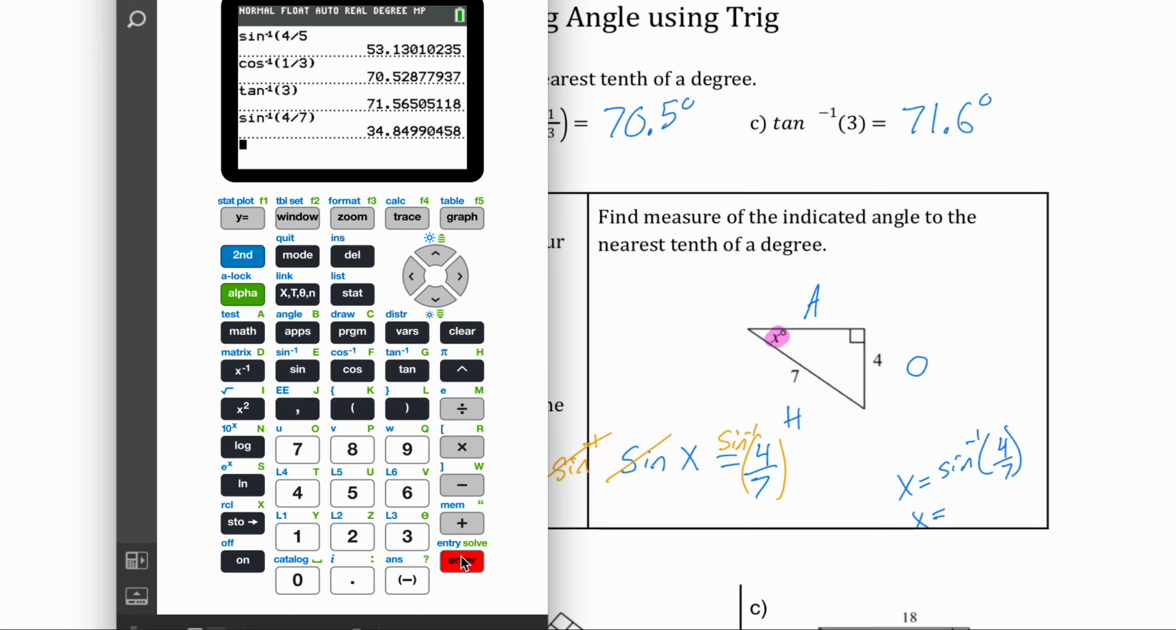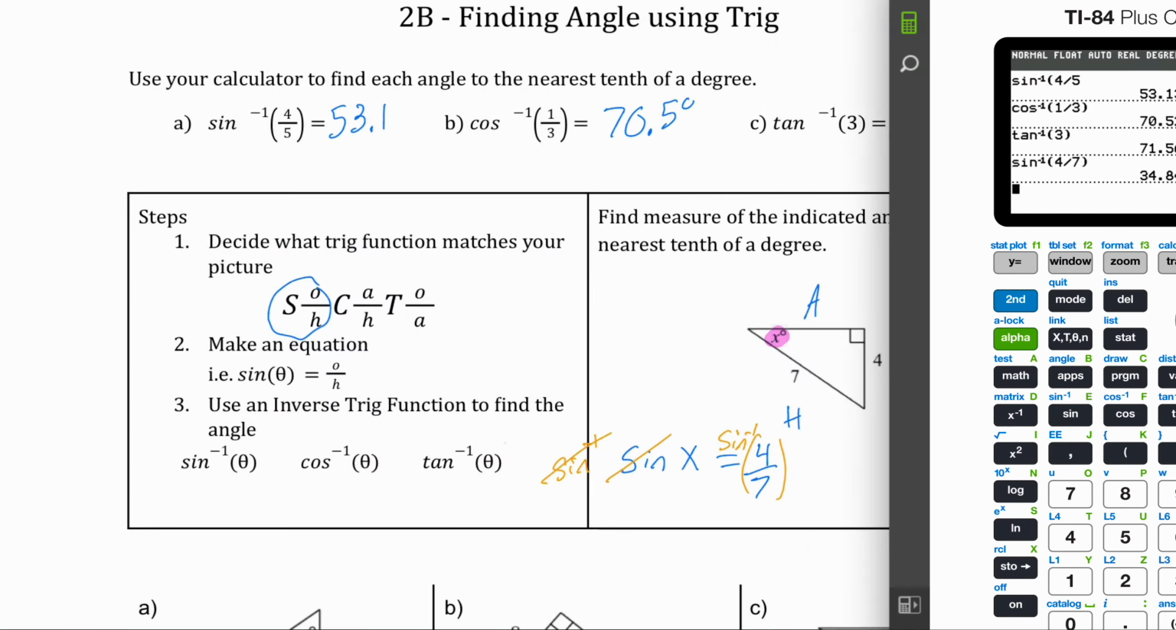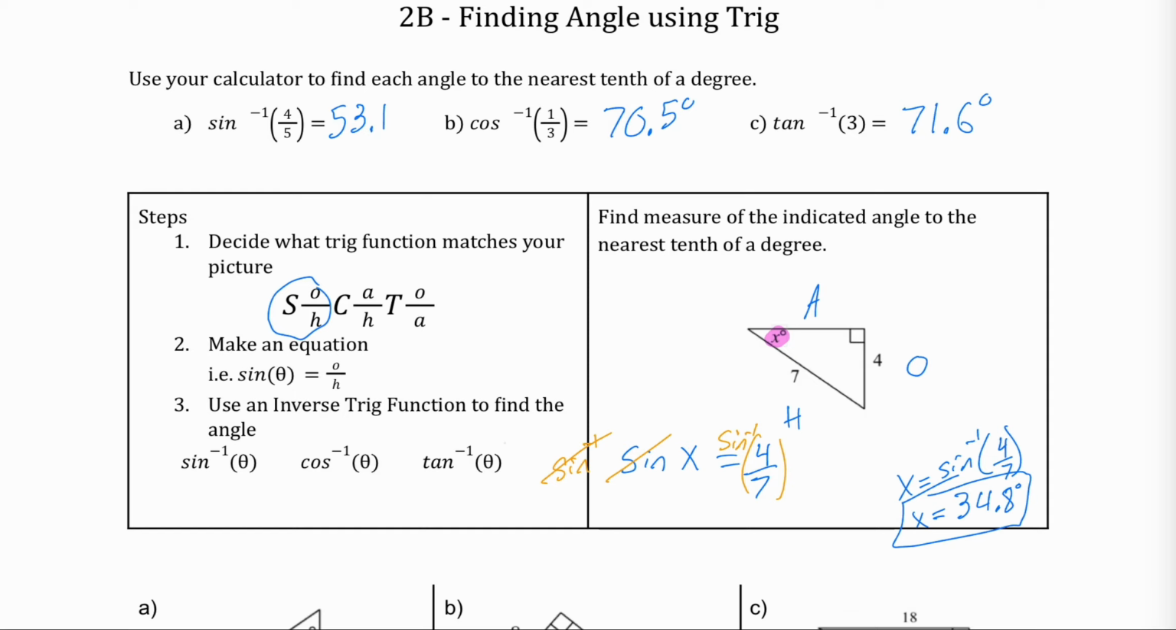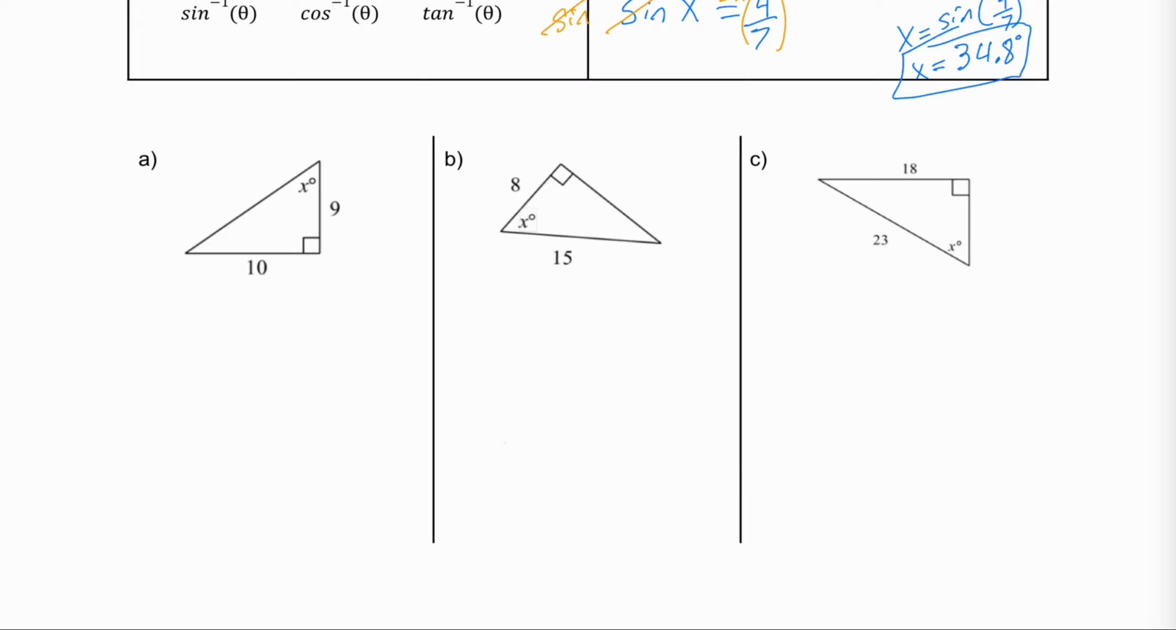So that tells us that x to the nearest tenth of a degree is 34.8 degrees. Right, that would be our final answer. So we're just looking for that missing angle. We're using the second sine, the second cosine, or the second tangent buttons to do that. So let's take a look at a couple examples here.